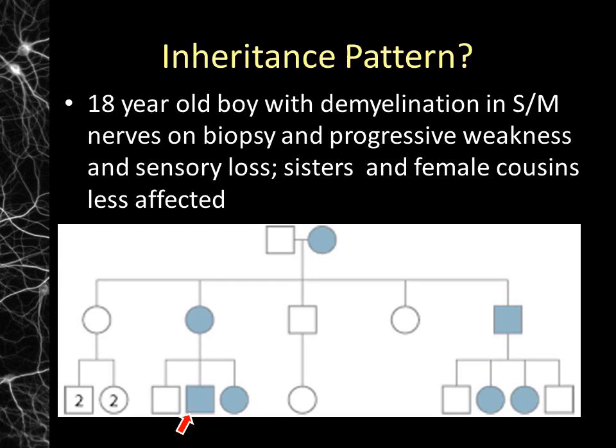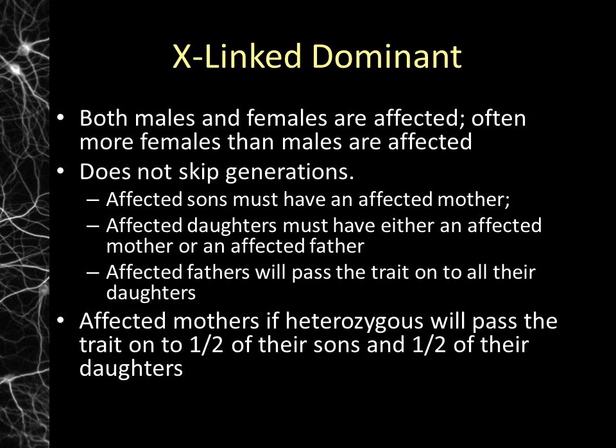Inheritance pattern: 18-year-old boy with demyelination and onion bulbs on nerve biopsy and progressive weakness and sensory loss, sisters and female cousins less affected. X-linked dominant. Both males and females are affected, often more females than males. Does not skip generations. Affected sons must have an affected mother. Affected daughters must have either an affected mother or an affected father. Affected fathers will pass the trait on to all their daughters. Affected mothers, if heterozygous, will pass the trait on to half of their sons and half of their daughters.